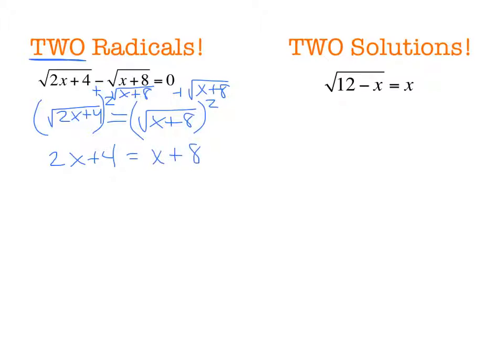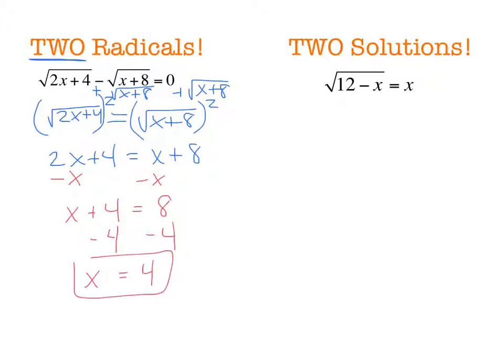Now we solve, moving our variables to the same side, so subtract x from both sides, that gives us x plus 4 is equal to 8. And now we get x alone by itself to solve for the final answer, and we subtract 4 from both sides to get x equals 4.